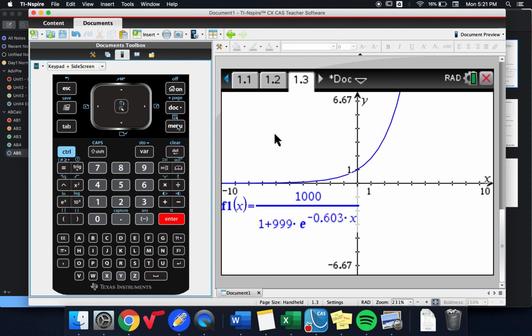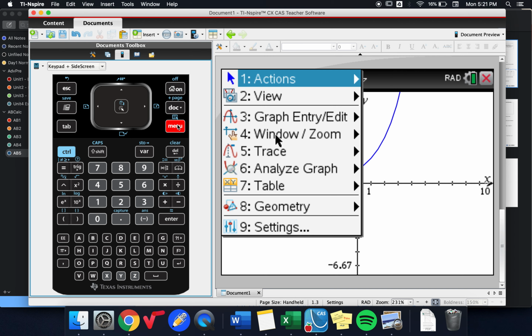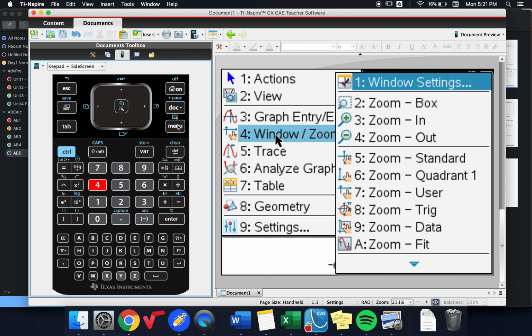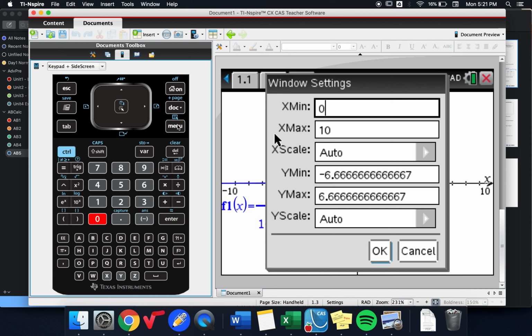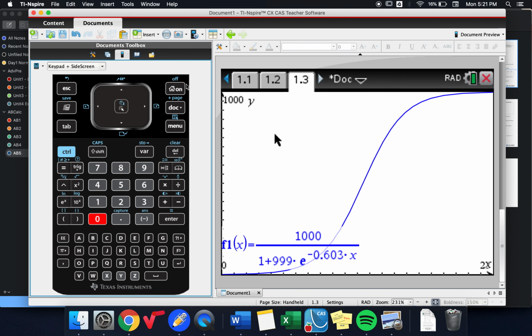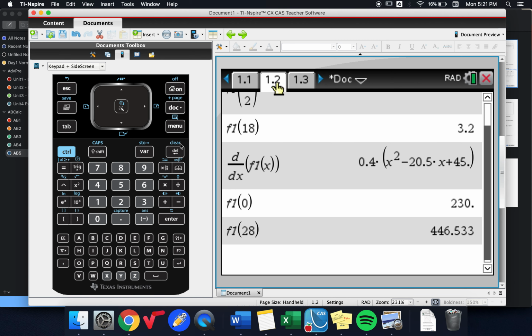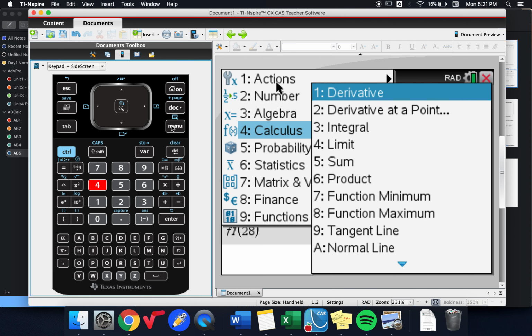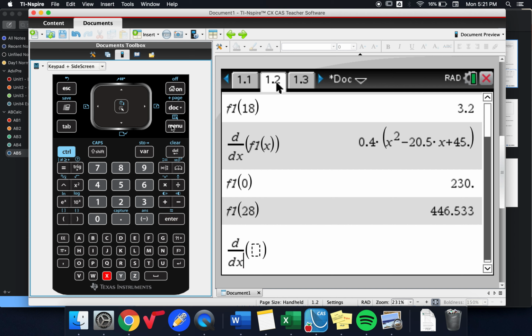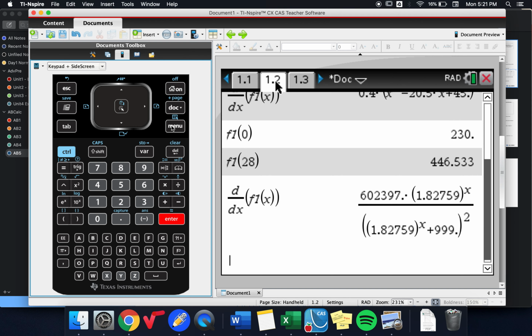If I go in and change my window, I can make it match. Let's go with our window settings from 0 to 22 days, and from 0 to 1,000 people. All right, so it looks like we wanted it to look. Now I'll come over here and use menu, calculus, and find the derivative with respect to x of f1 of x. There's my first derivative.